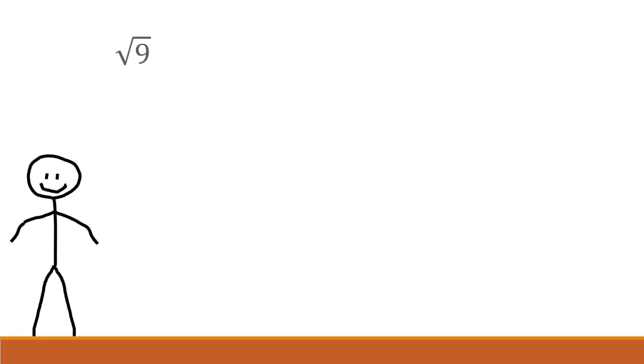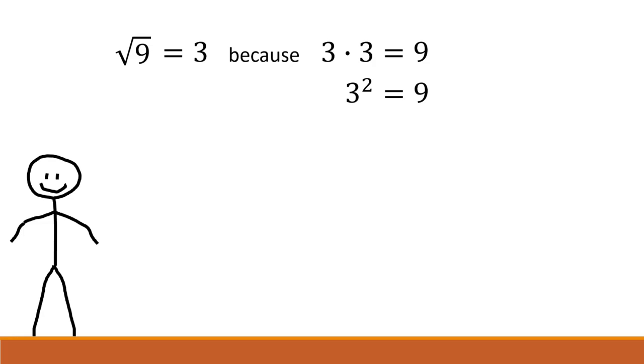Before we look at higher order roots, let's review some things we know about square roots. The square root of 9 is 3, because 3 times 3 is 9, or 3 squared is 9. The important thing to notice here is that there's a relationship between squares and square roots. The square root of a number that's a perfect square is simply the number that's been squared.